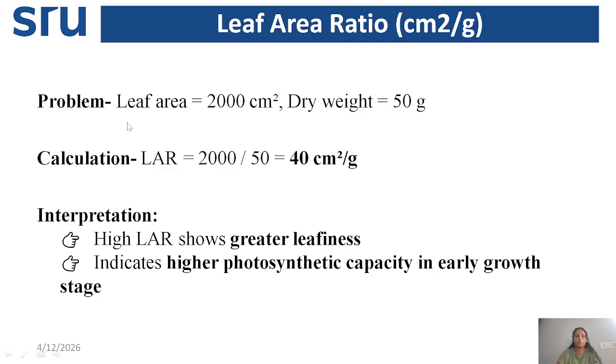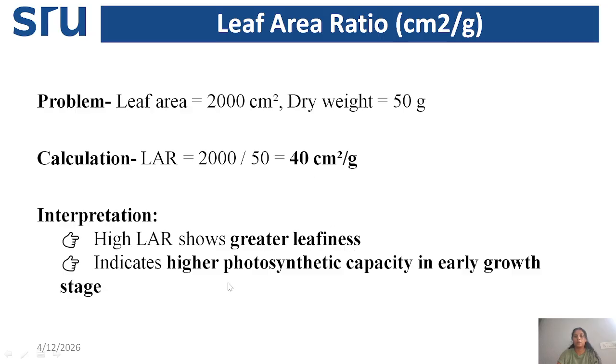So let's solve one problem. For example, if a plant has 200 centimeter square as the area of the leaves and the total dry weight is 50 gram, you need to take the ratio of the leaf area and dry weight, and you will get 40 centimeter square per gram. So this is the leaf area ratio, which shows the greater leafiness.